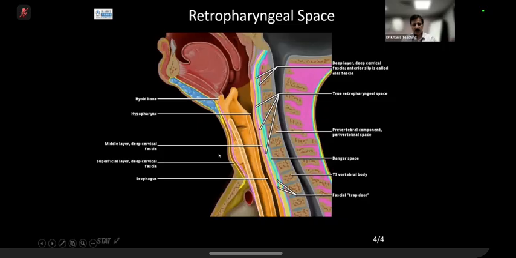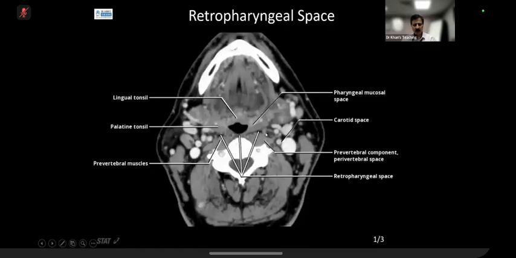We call it the danger space, and in practical terms, what can happen is that a retropharyngeal space infection can go into the mediastinum. So from the neck, it will go into the chest. So you have to take it very seriously.